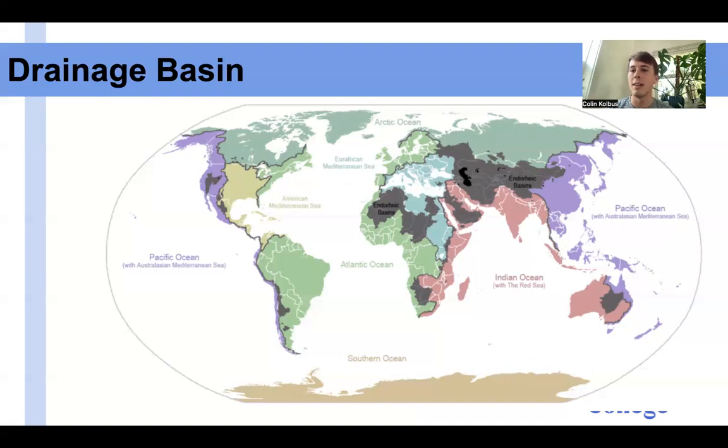It'll pick up salt and things along the way, and then that will evaporate and then reprecipitate and participate in sort of its own hydrogeologic cycle.